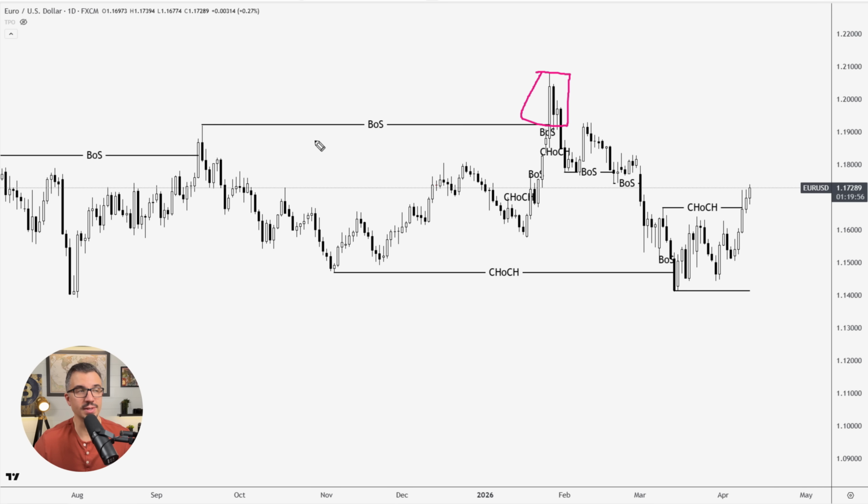Okay, no question about this. Look at this high back here. Notice the close above. There's no question that we took out this high, making this the external low. I mean, this is as clean as it gets, guys. You can see this close right here was acceptance below. This was a bearish change of character.